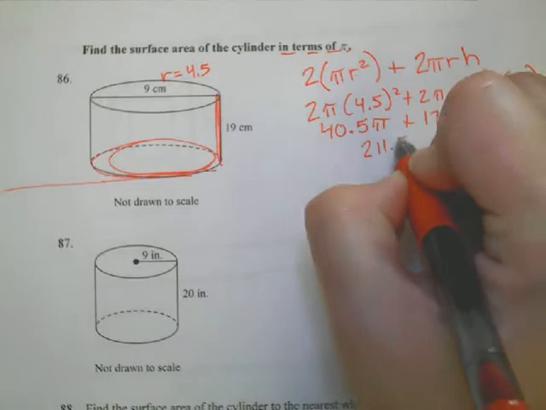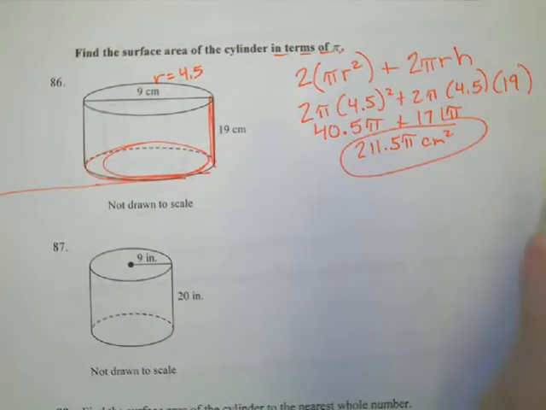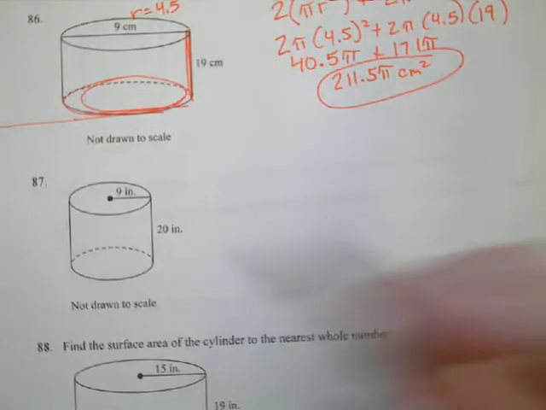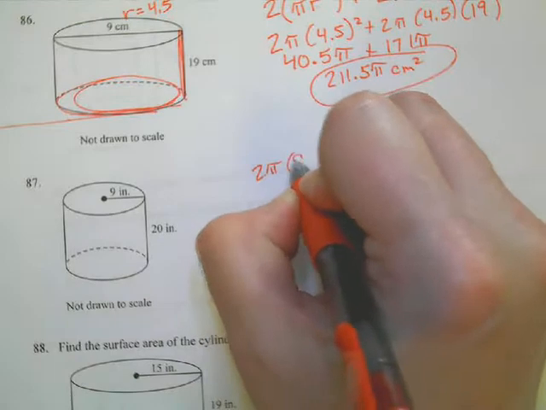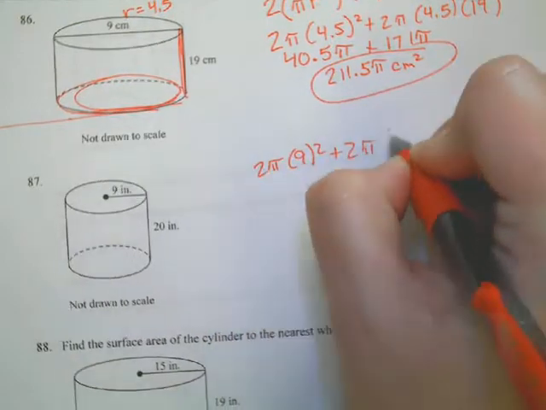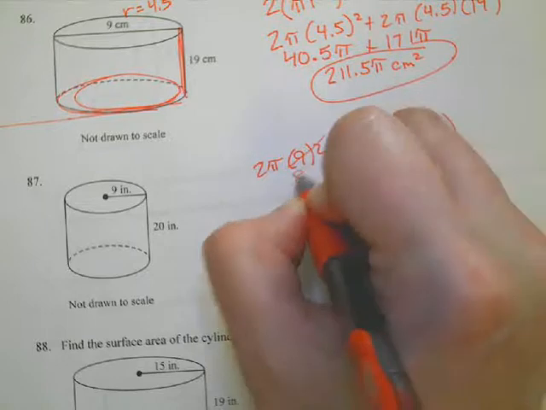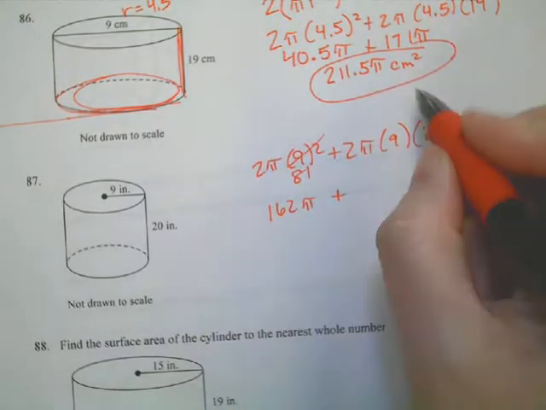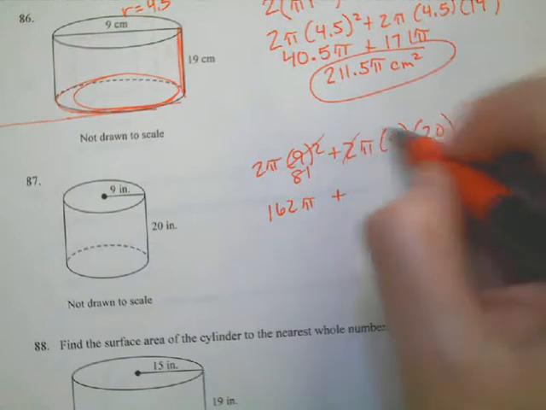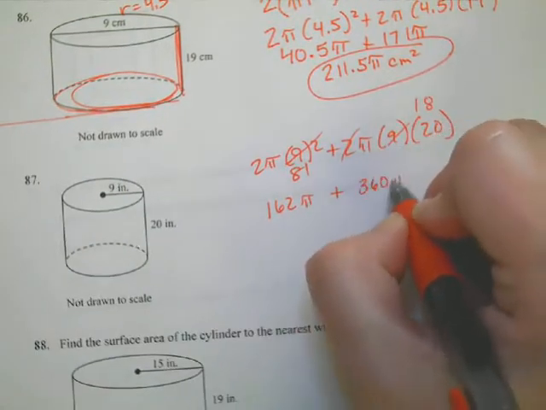Alright. 87, exact same thing, except they actually give you the radius here. So 2 pi times your radius of 9 squared plus 2 pi times your radius of 9 times your height of 20. So 9 squared is 81. 81 times 2 is 162 pi plus. And then on the other side here, 2 times 9 is 18. 18 times 20 is 360 pi. And then you're just adding 360 plus 162. That gives you 522 pi. Okay, so we end up with 522 pi inches squared for that one.